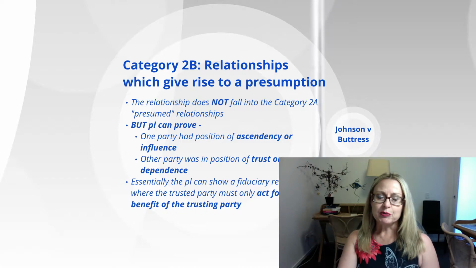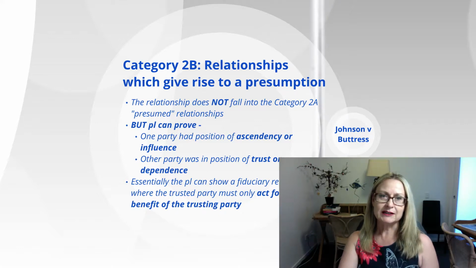In terms of Category 2B relationships, if your relationship does not fall within one of those recognised relationships for Category 2A, then you have to do a little bit more work as the plaintiff. You have to show that one party actually had this position of ascendancy or influence and the other party was in a position of trust or dependence. So you have to lead evidence to show that there was a relationship there and that it involved trust and confidence.